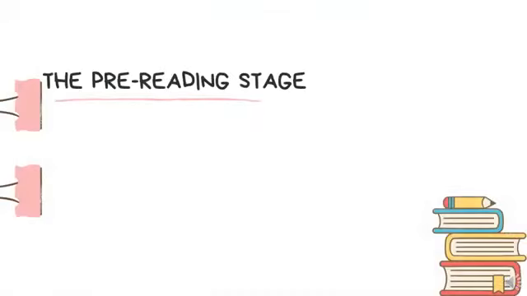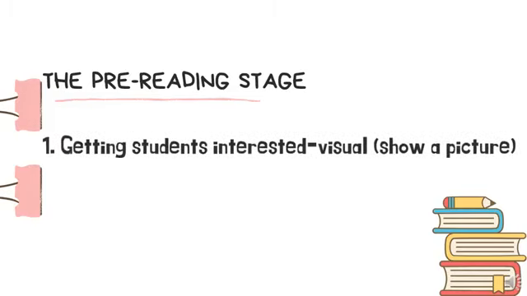The pre-reading stage. The pre-reading stage is a stage that helps students think about what they know about the topic and predict what they will read or hear. There are three steps to consider in the pre-reading stage. Number one, getting students interested. It needs a visual. It's easy if there's internet in the classroom.